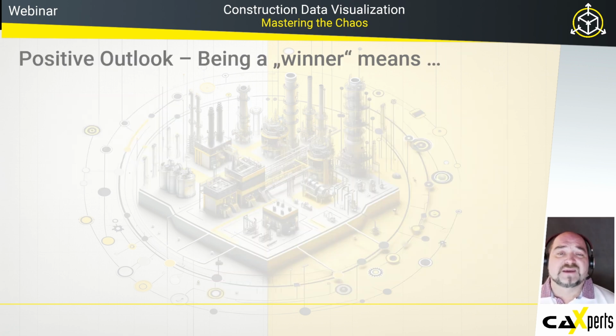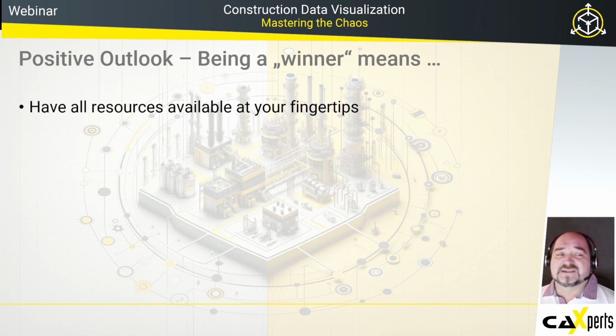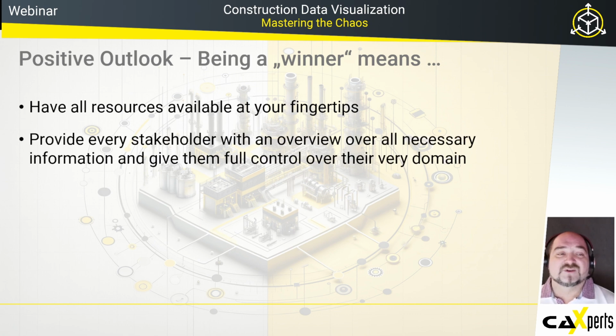But what does being a winner actually mean? In this context, it means you want to have all resources available at your fingertips. You want to provide every stakeholder with an overview of all necessary information and give them full control over their very domain. So every stakeholder has interest maybe in different pieces of the data we have. And we need to give them the opportunity to access this data easily and change the information that they are responsible for.